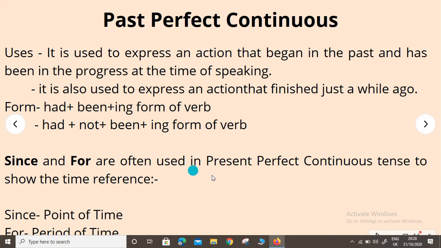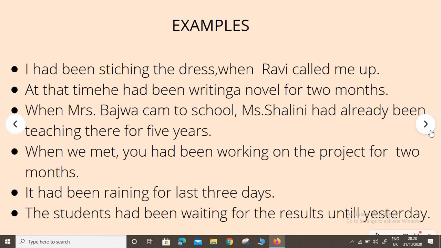Since and for are often used in perfect continuous tenses to show the time reference. Since shows the point of time, for shows the period of time. So it expresses an action that had been going on for some time in the past. So let us look at some of the examples.